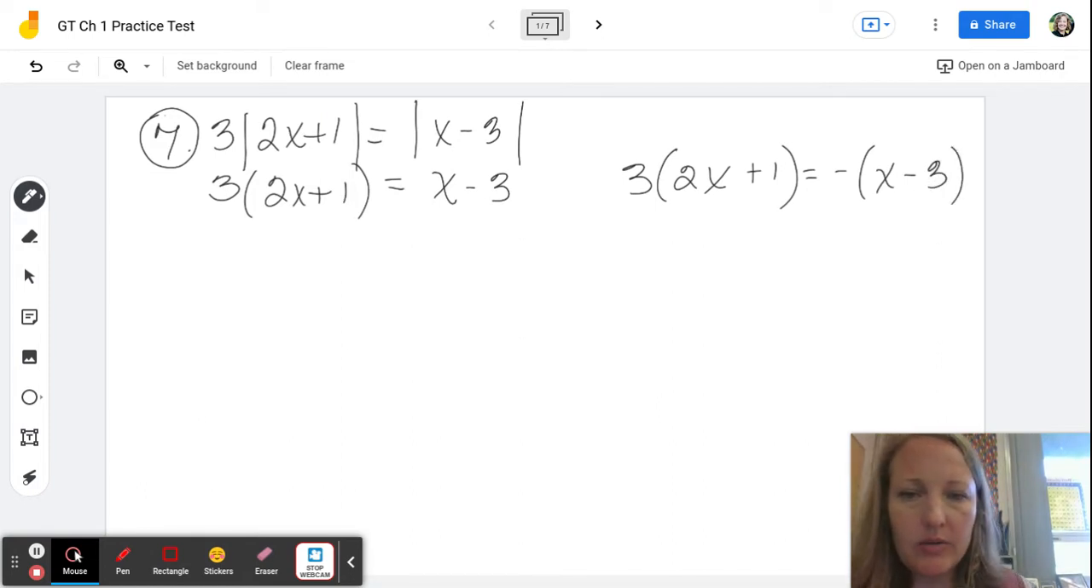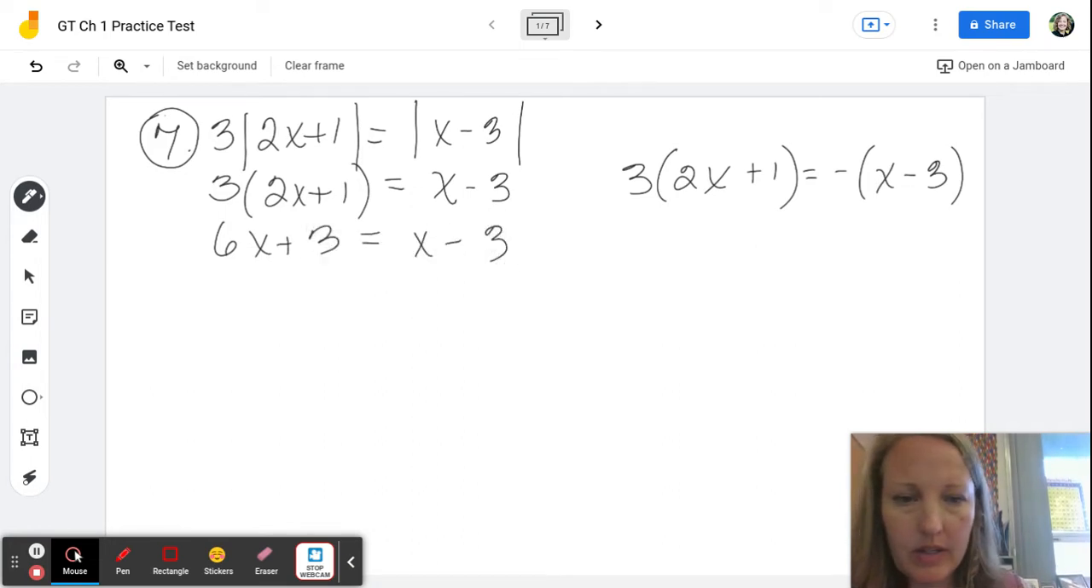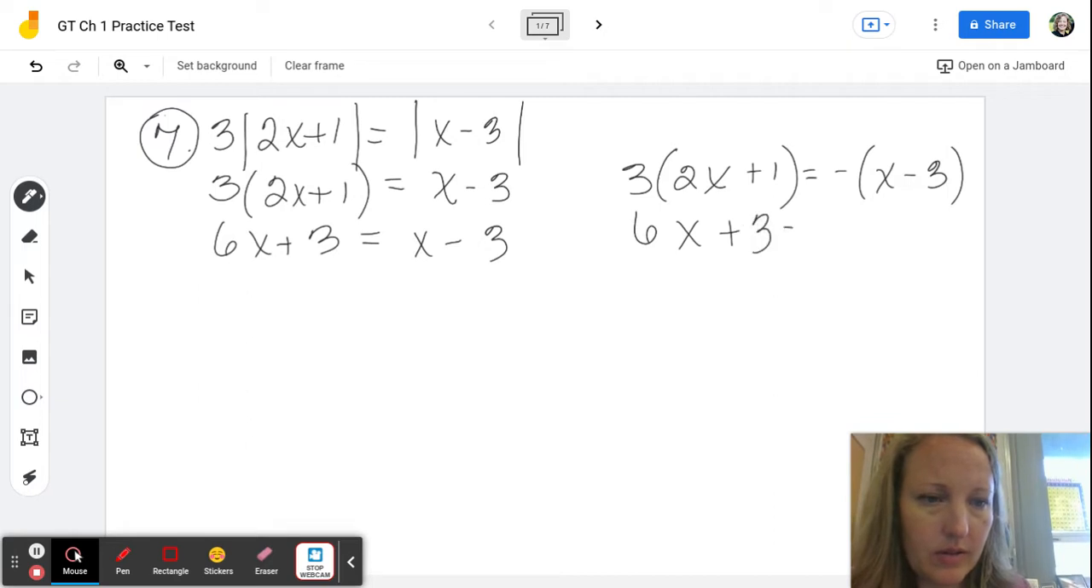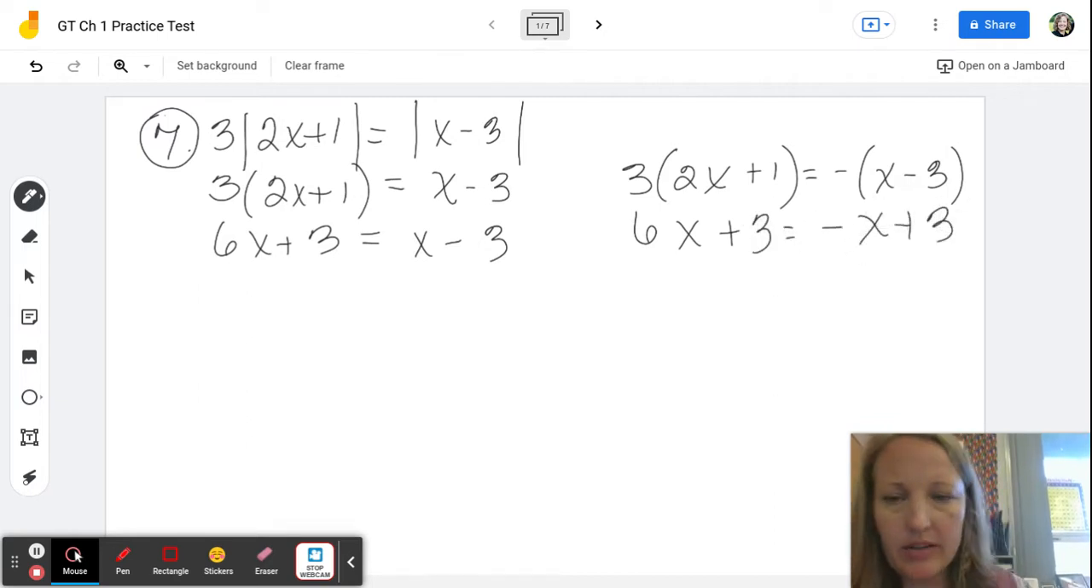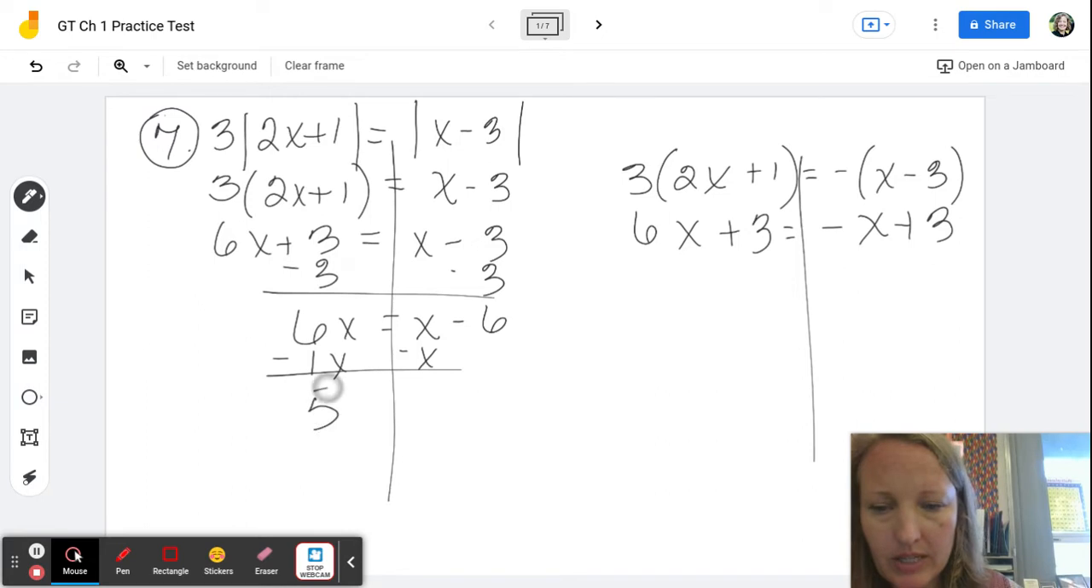So as long as we have two cases where we've removed the absolute value bars and we have the positive and then the negative of that left side. So we're going to distribute here and here. Remember, we distribute that negative. Then here, we can continue. Again, you have options to how to proceed. X minus 6, and then we're going to subtract that 1x here, so we get that 5x equals negative 6.